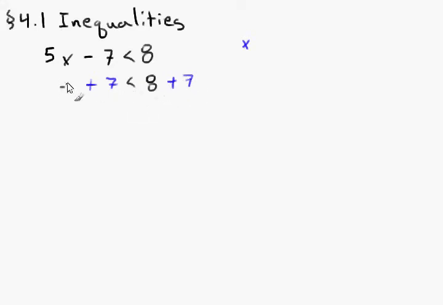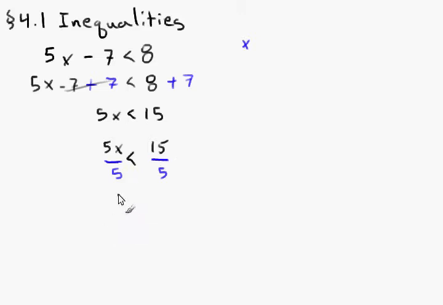We'll fill in the rest of the inequality about that. These cancel. I'm left with 5x is less than 15. I don't want 5x, I want x. So I'll divide both sides by 5. We're left with x is less than 3. And note how we just used a little inverse reverse to solve this.